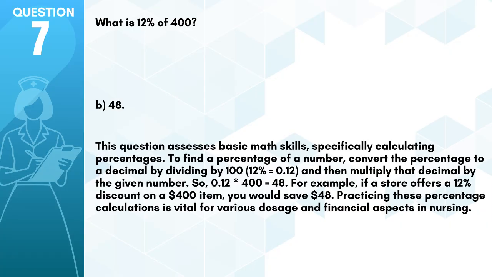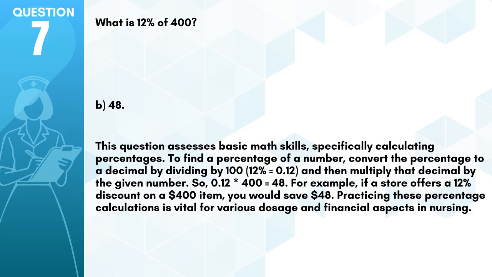Answer: B. 48. This question assesses basic math skills, specifically calculating percentages. To find a percentage of a number, convert the percentage to a decimal by dividing by 100. 12% equals 0.12, and then multiply that decimal by the given number. So, 0.12 times 400 is equal to 48.